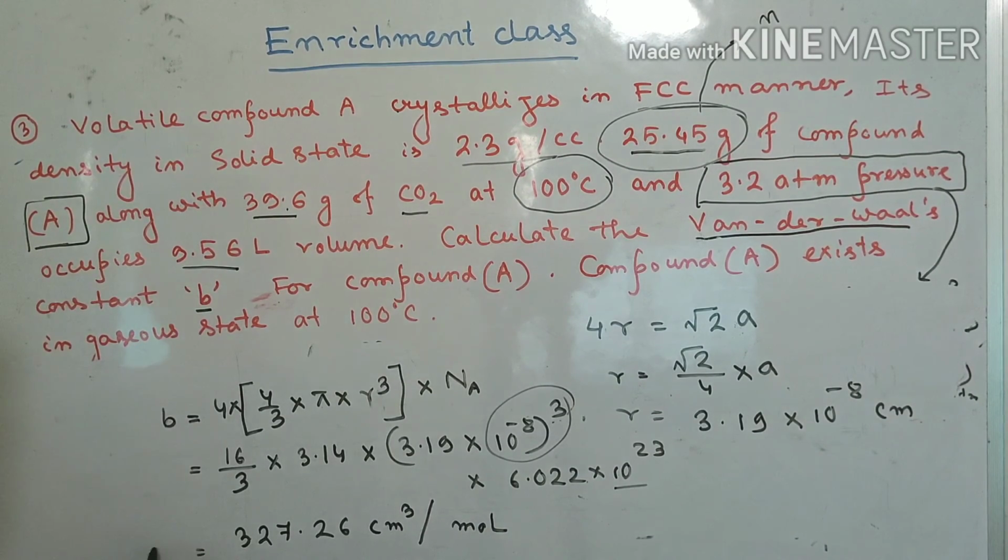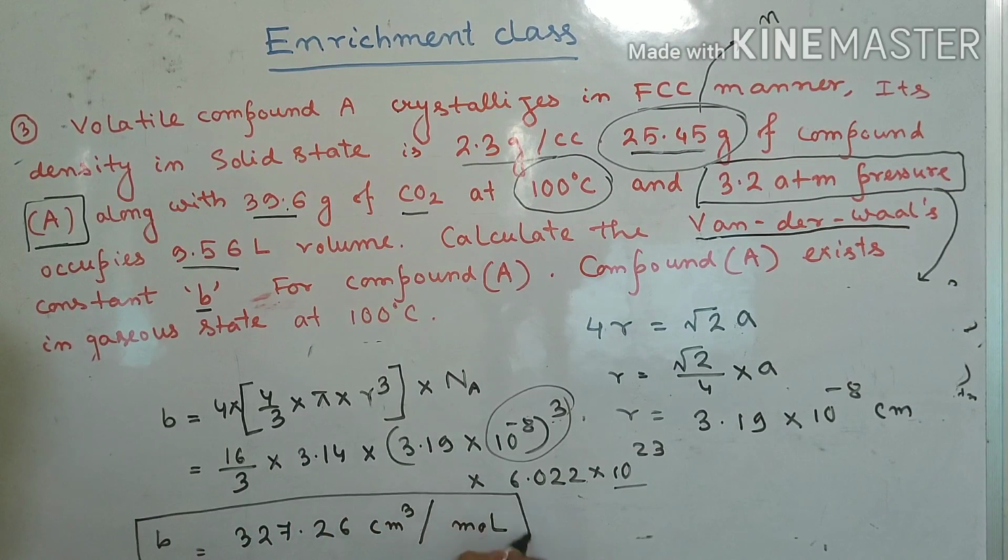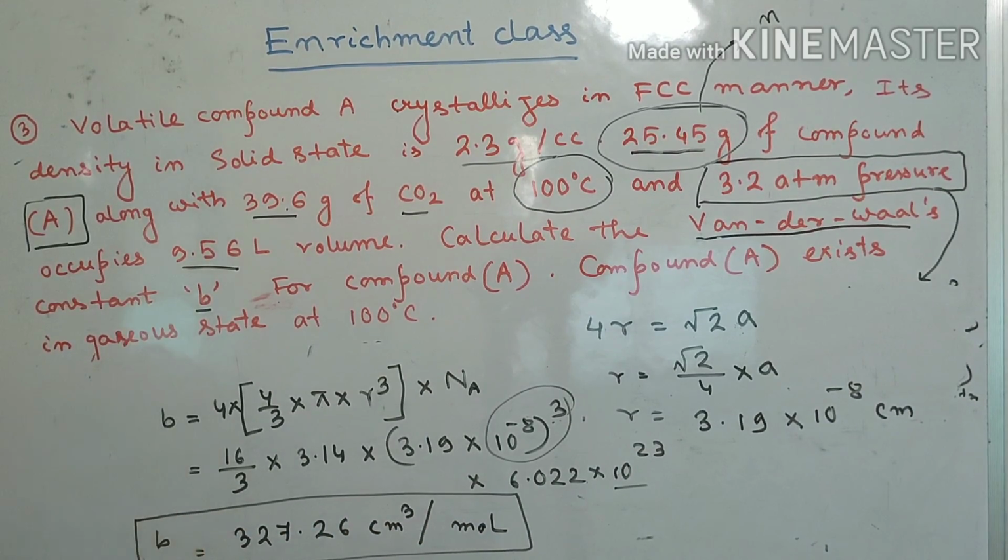This is the value of the van der Waals constant, because as you can see, the value of van der Waals constant will be centimeter cube per mole. It is an amount of volume per mole. So this is the whole story.